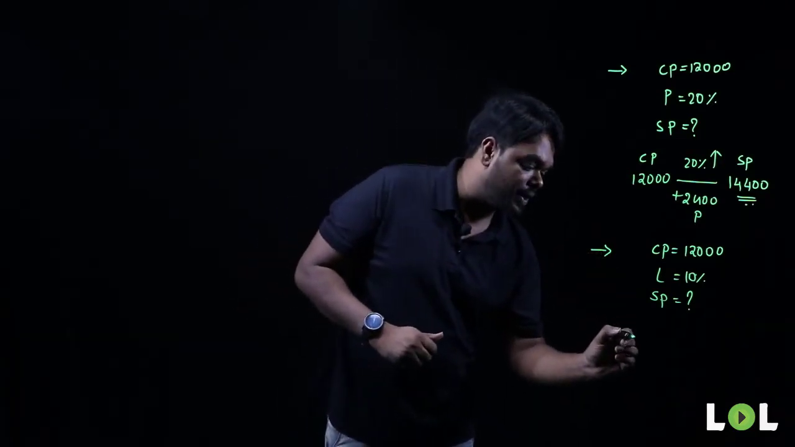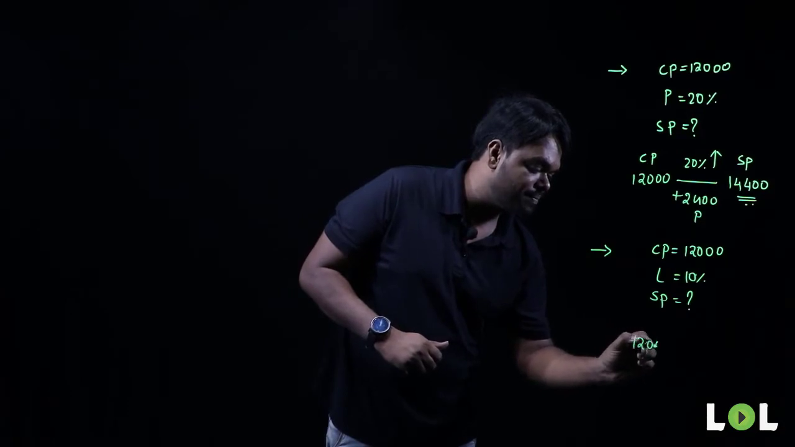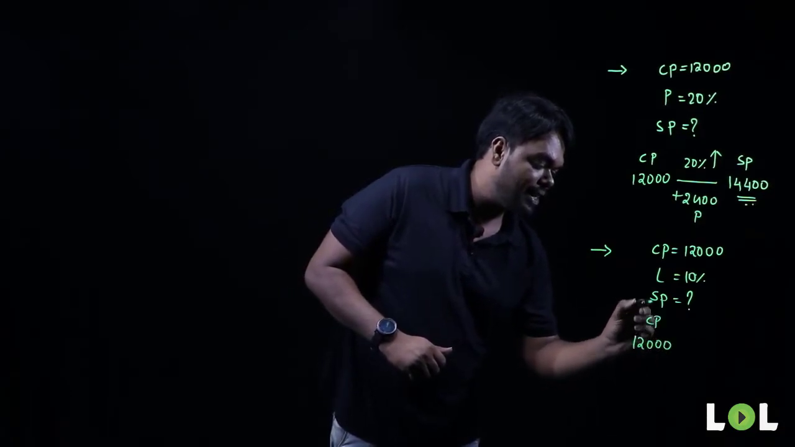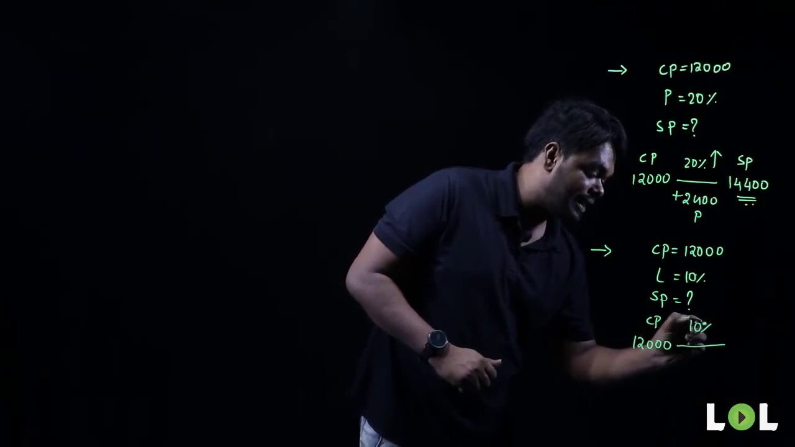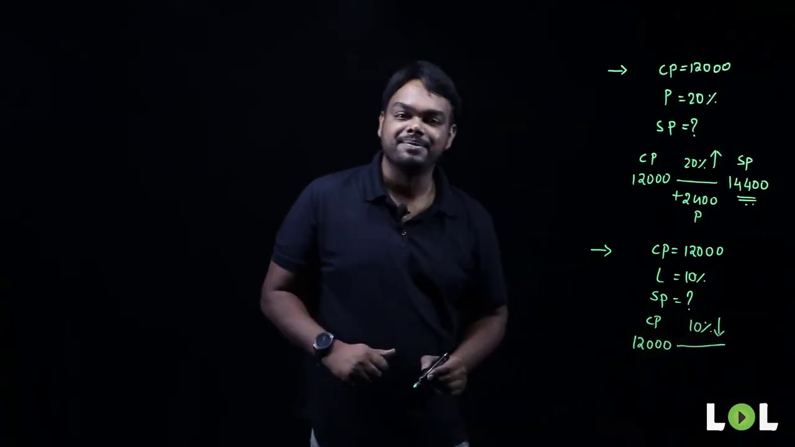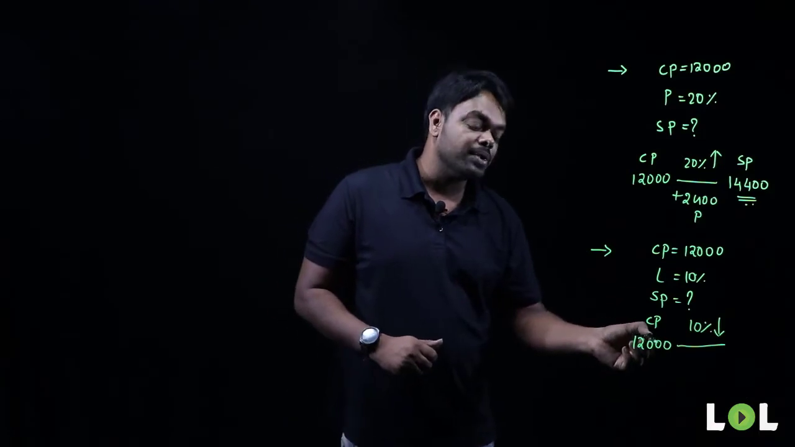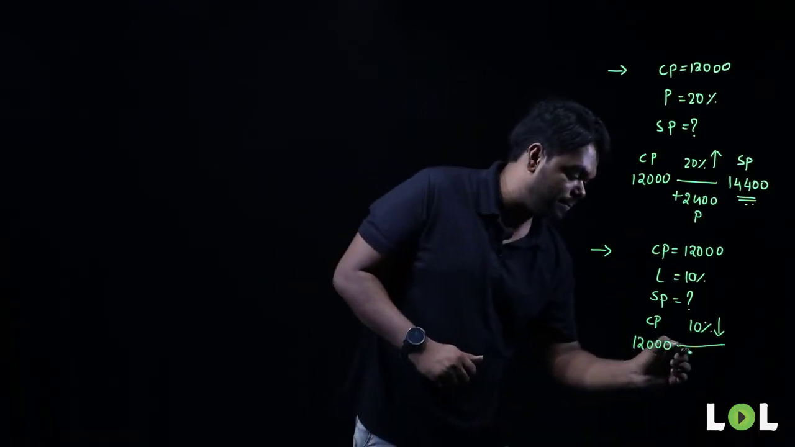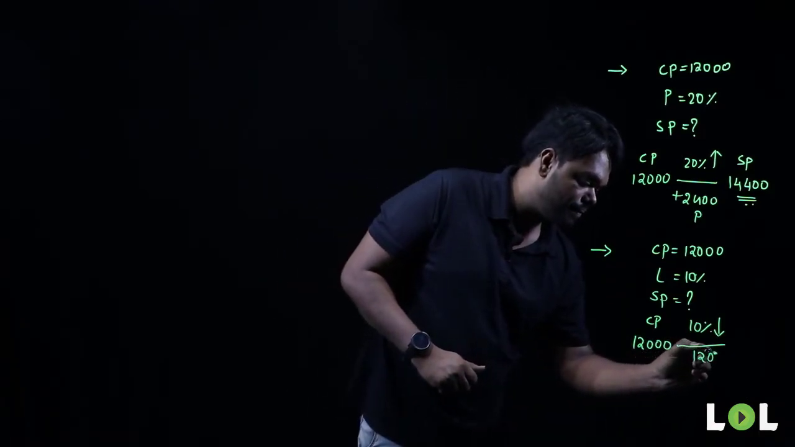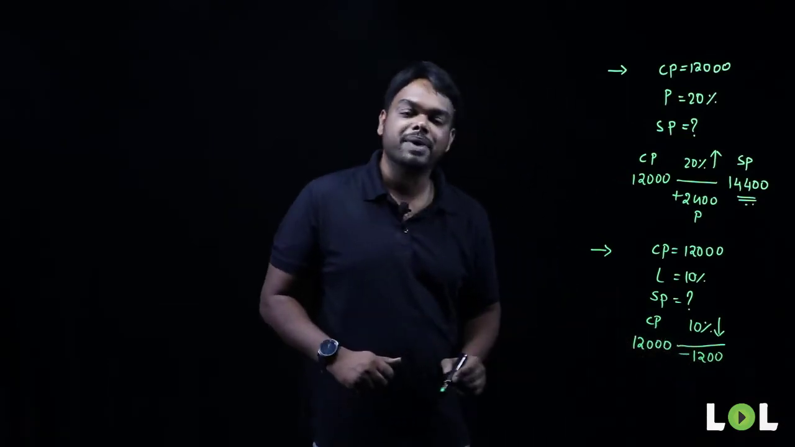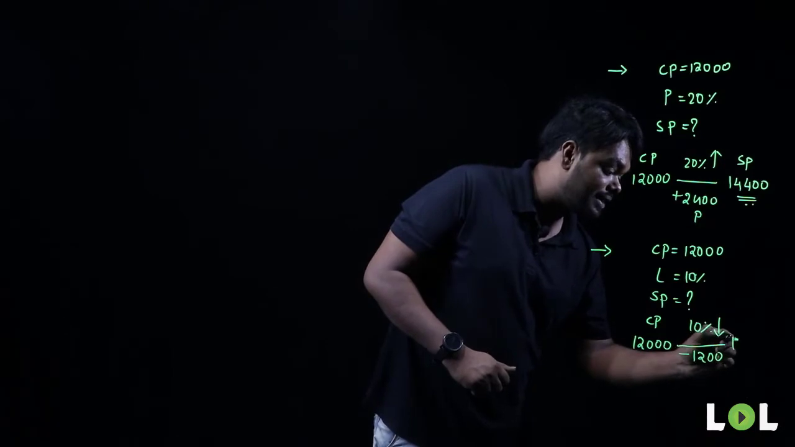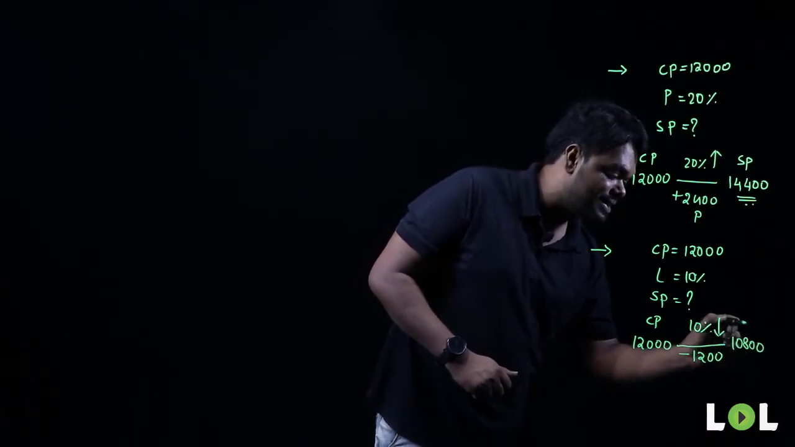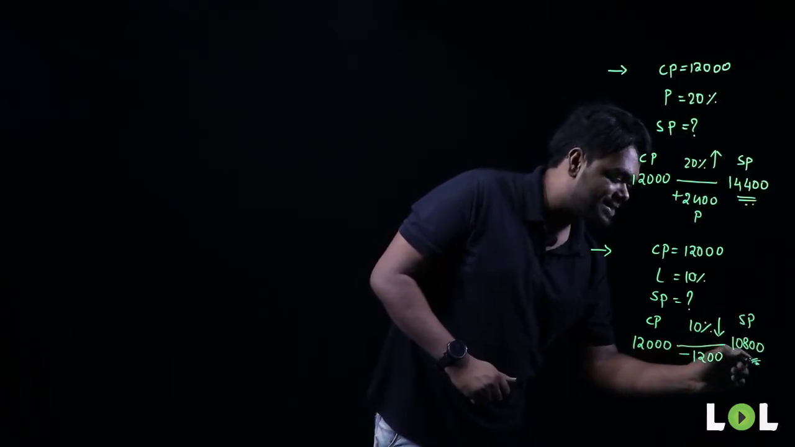Now here your cost price is 12,000 rupees and you made a loss of 10%. It means you decrease it by 10% and sell. Now what is 10% of 12,000? 1200. So when you decrease it by 1200 and sell it, how much money do you get? You will get 10,800. Then what is this? This is your selling price.